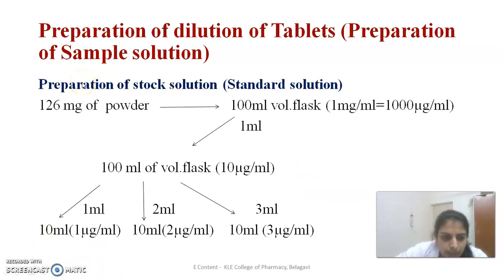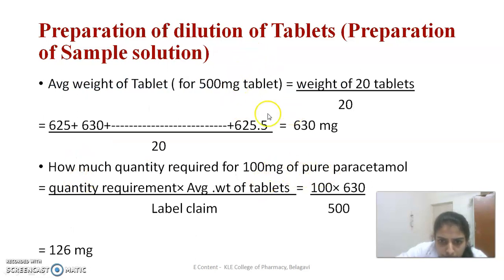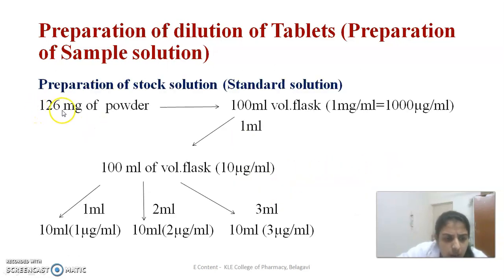In the API preparation, we took 100 mg of pure paracetamol powder. We calculated the 100 mg of pure paracetamol powder in the tablet as 126 mg. If you take 126 mg of the tablet powder, it will be equivalent to 100 mg of the pure paracetamol powder. So we are taking the 126 mg of tablet powder into a 100 ml volumetric flask. We are making up with the solvent in which paracetamol is soluble. The concentration will be as per the API calculation only, 1 mg per ml, 1000 microgram per ml.